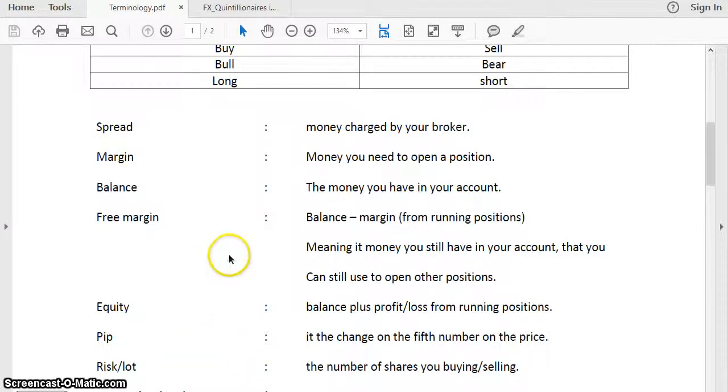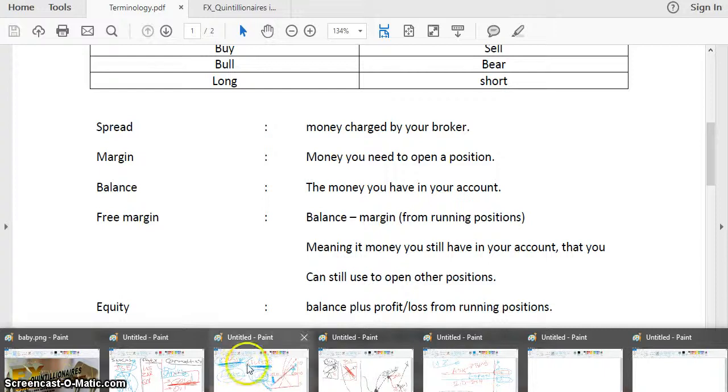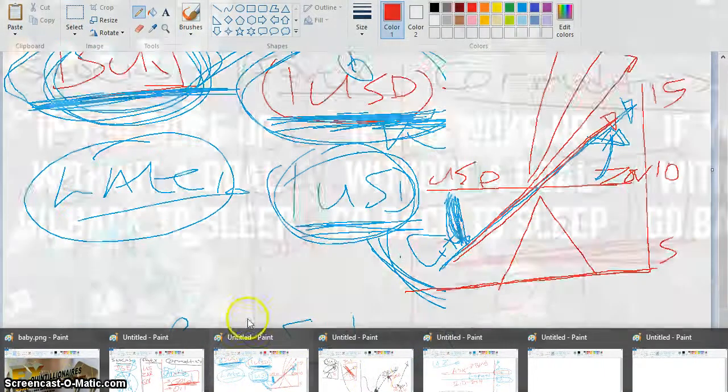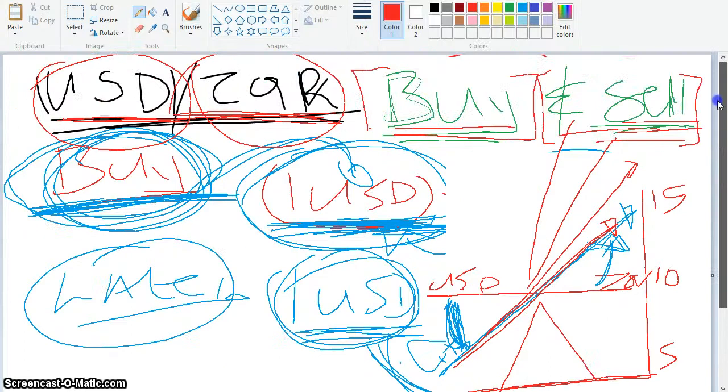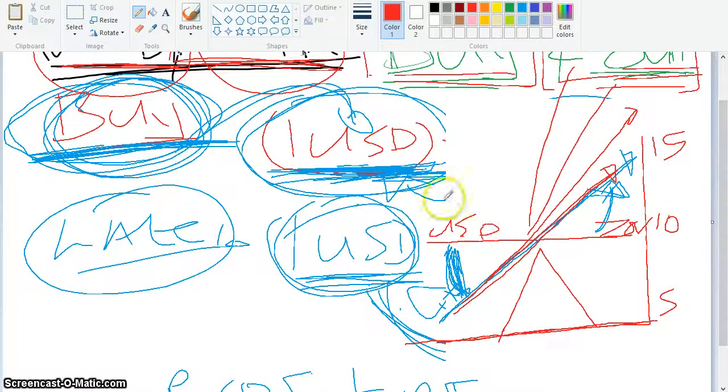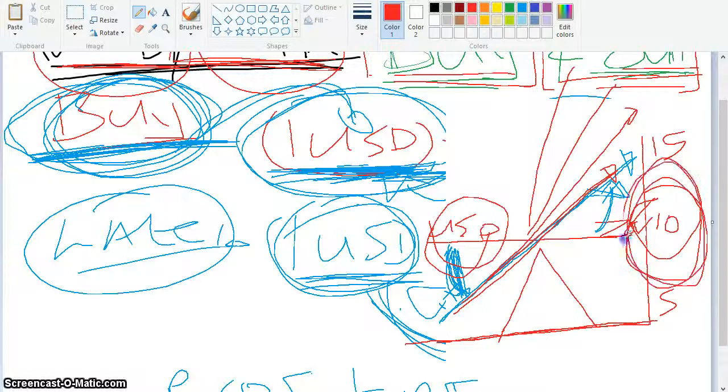We have margin. If you remember, margin is the money that you need in order to open a position. We were making examples saying $1. You remember that we said $1 is equal to 10 rand initially, and then you go and buy that dollar. So this 10 rand is the margin, because it's the money you need to buy this dollar. Without this 10 rand, you cannot have this dollar. So this is your margin.